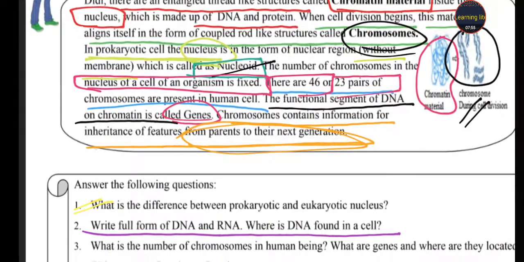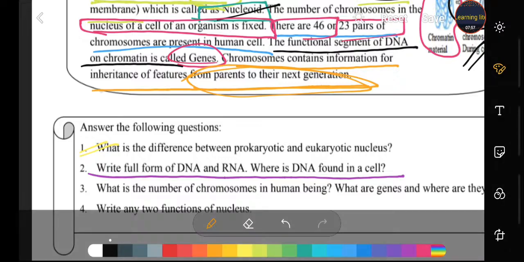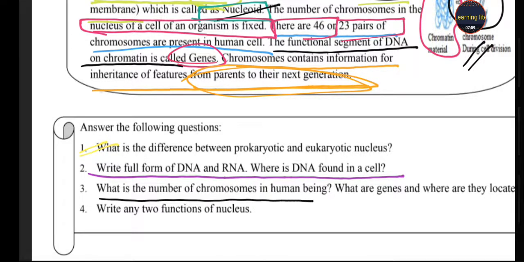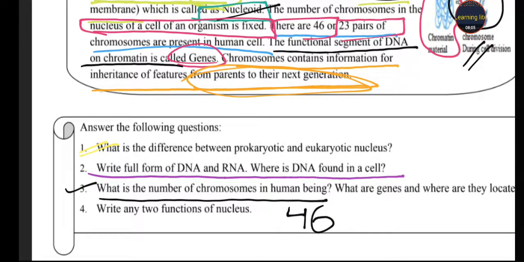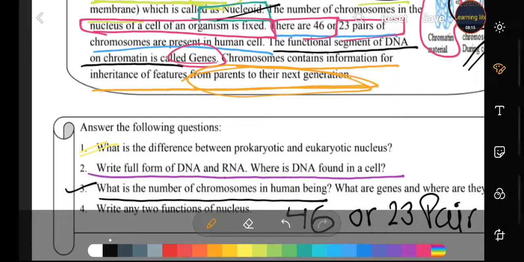Question number three. What is the number of chromosomes in a human being? What is the number of chromosomes, students, in a human being? That is 46, or we can say 23 pairs. How many pairs of chromosomes are present in us? 23 pairs.